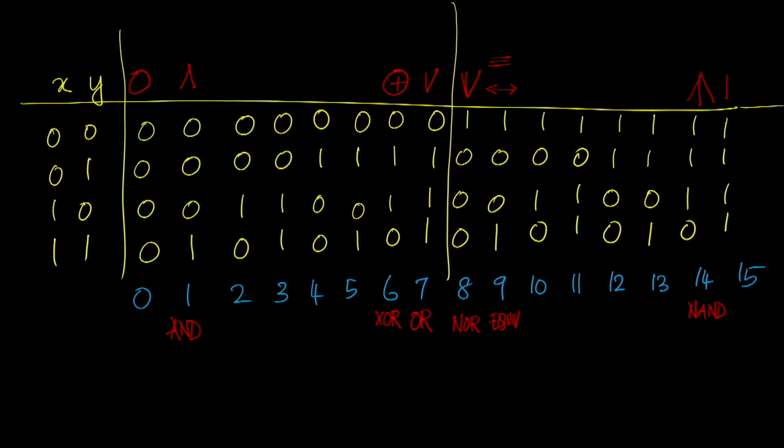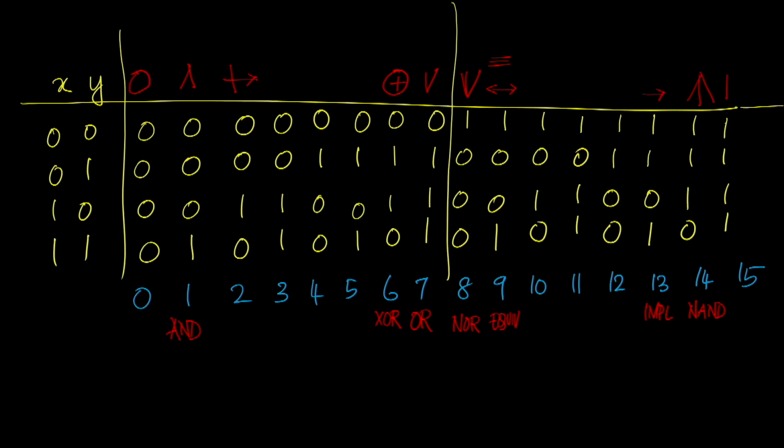Now consider column 13. Column 13 is false precisely when x is true but y is false. This function is called the implication function. We say x implies y. We will have occasion to talk more about the implication function. That is column 13. The complement of column 13 is column 2, which is the negation of implication, which we can denote in this fashion.